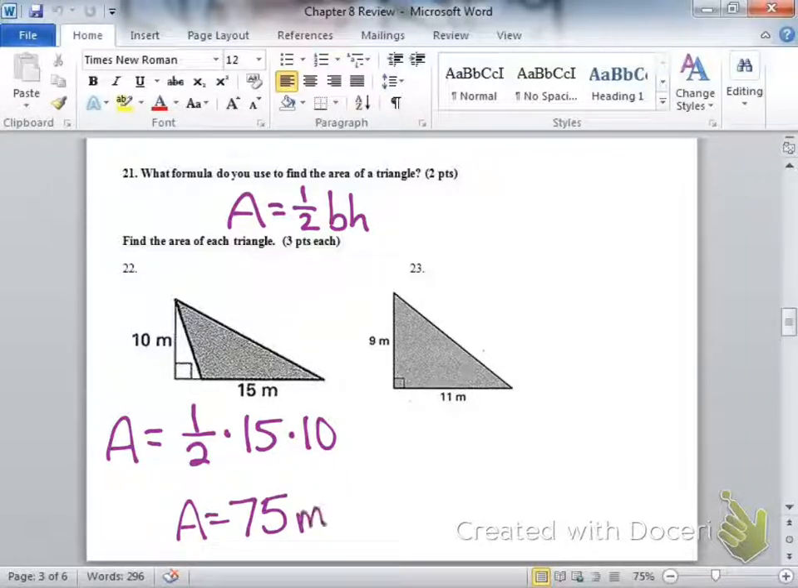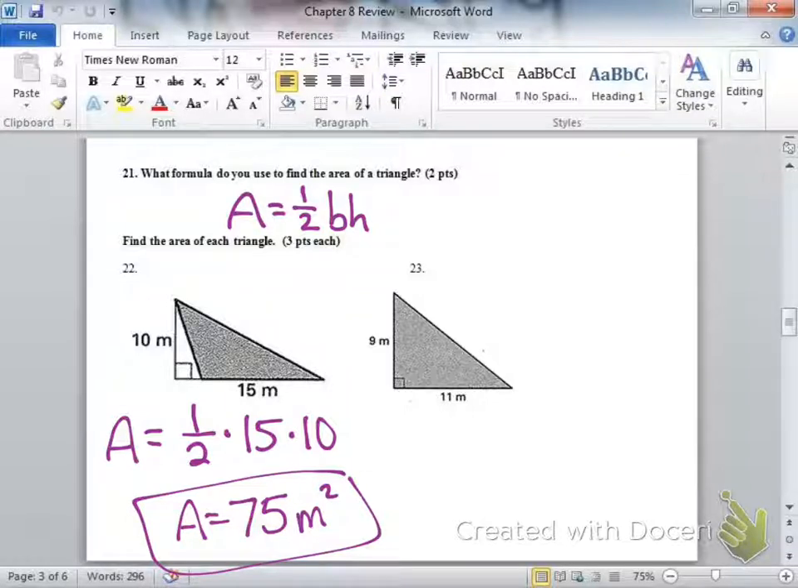It's 75. If you got 150, you forgot to divide by 2 at the end. Or you forgot to type 1/2 at the beginning. You can do it either way. Don't do it twice. Some people are getting carried away. They multiply by 1/2 and they divide by 2. It's either or.